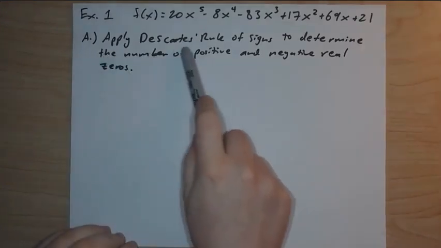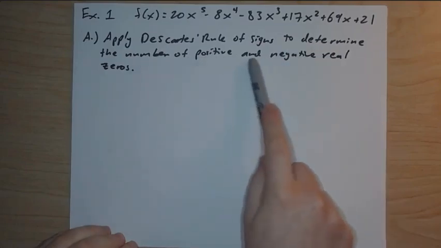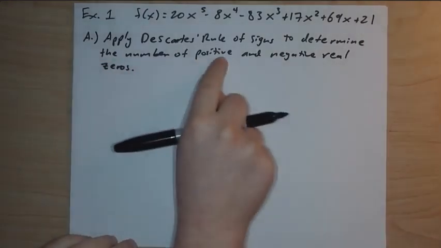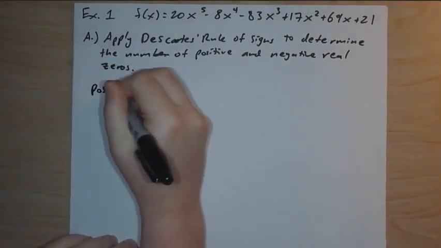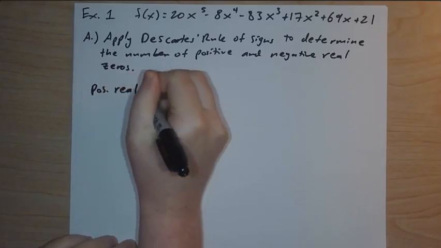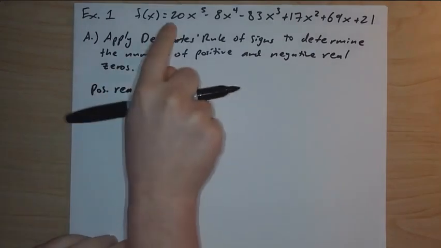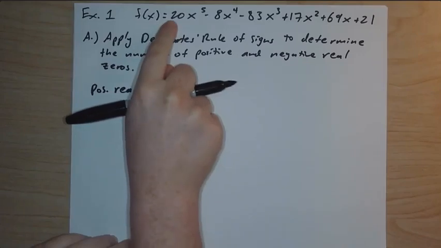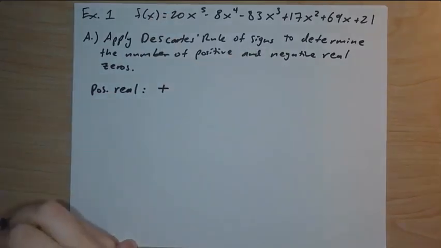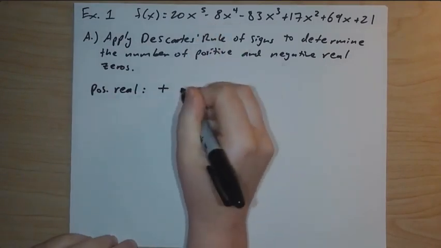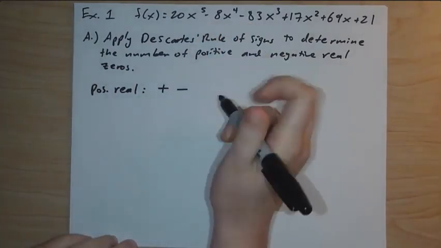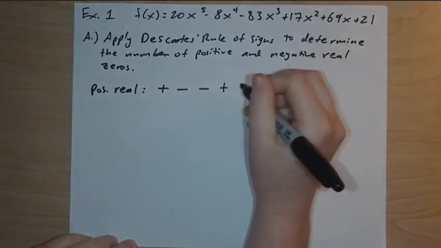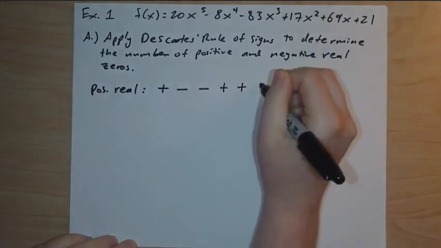For part A, we want to apply Descartes' rule of signs to determine the number of positive and negative real zeros. So, we're going to do the positive real zeros first. We're going to look at the signs of all of the coefficients in our polynomial function. The first is a positive 20, so the first sign is positive. The second one is a negative 8, so the second sign is negative. This one is negative 83, so it's negative. Positive 17 is positive. Positive 69 is positive, and then positive 21 is positive.